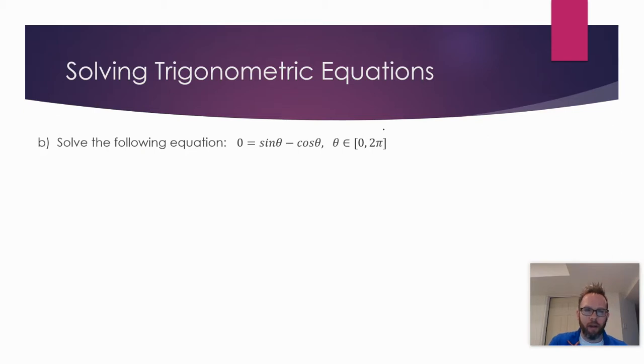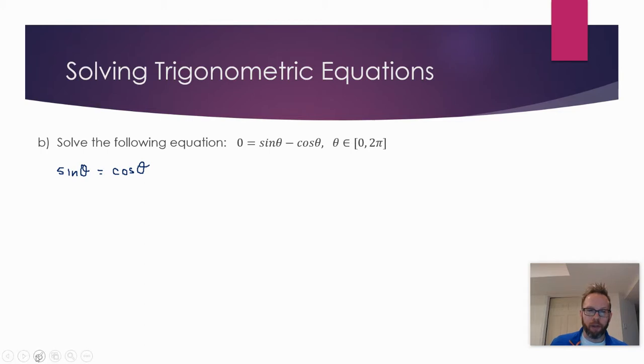So here we have the equation 0 equals sine theta minus cosine theta, and we're going to solve this one on the interval from 0 to 2 pi. This particular one won't work like part A because I could rewrite this equation as sine theta equals cosine theta, but I just can't use my calculator as it is. I don't have the specific value for sine or for cosine. So we need something different.